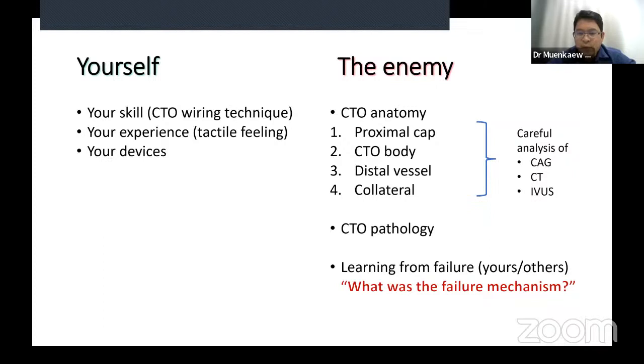And in this case, I think the first operator failed because he didn't know the distal vessel, so he could not know where to go. And we have to learn from the failure of other doctors or from your past procedures. So if you cannot answer yourself what was the failure of the previous procedure, why it failed, you will fail again, I think.